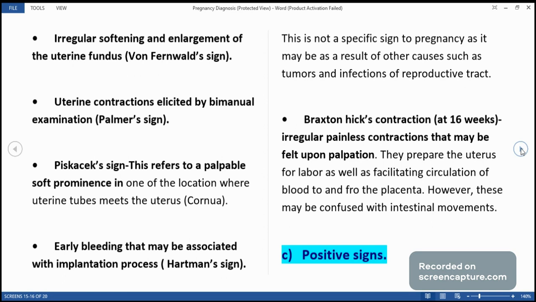Piscaseks sign refers to the palpable soft prominence in one of the locations where the uterine tubes meet the uterus, what we call the cornua. And then early bleeding that may be associated with the implantation process. We always have what we call implantation spotting.